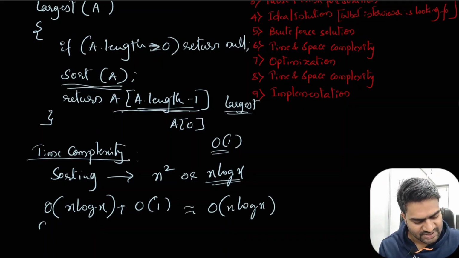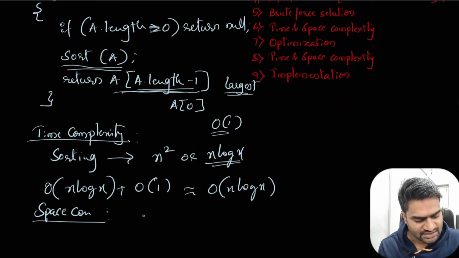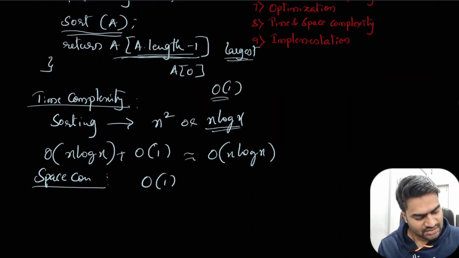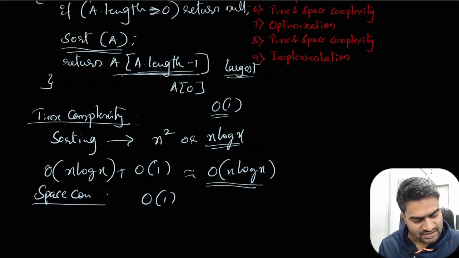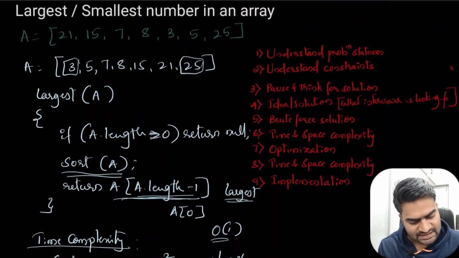What about the space complexity? We are not using anything extra here, so it is maybe of order 1. Okay. Now, this is our time complexity. Is there any way we can improve this particular algorithm? Yeah, let's see that. Here, what we are doing is first sorting the array and then taking the last number. But now let us take the same array.